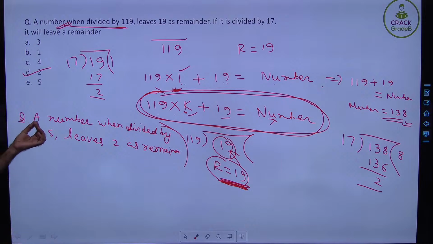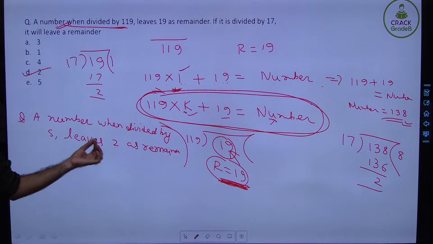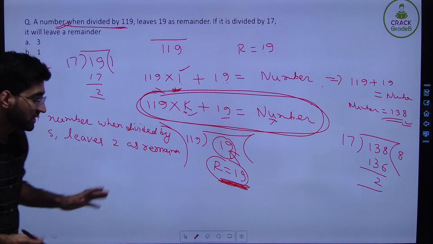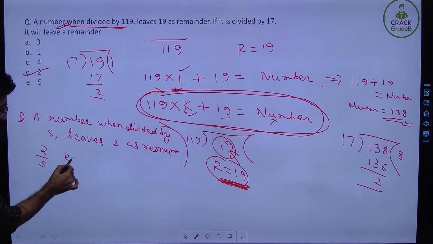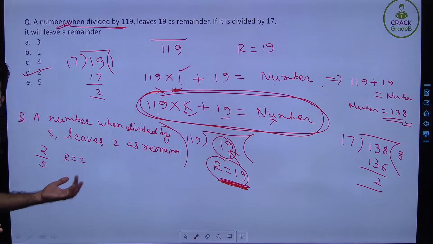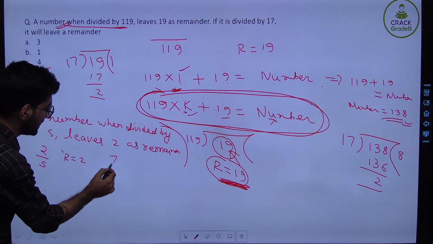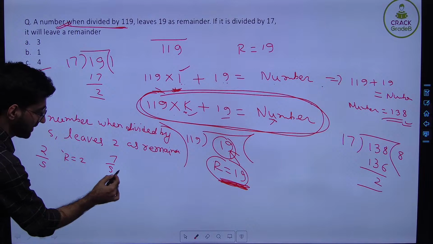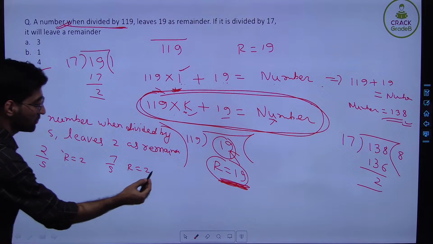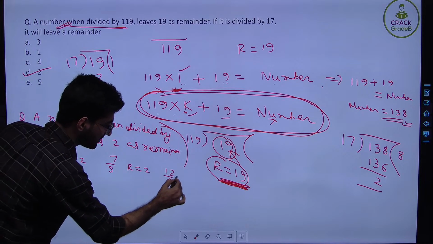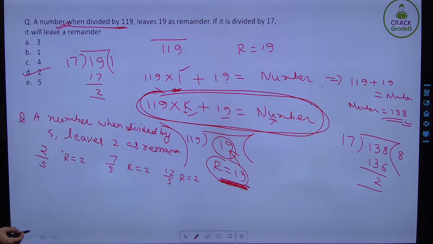See, now the question is, a number when divided by 5 leaves 2 as remainder, right? Now try to think, if you divide 2 by 5, the remainder will be equal to 2. Any doubt? If you divide 2 by 5, you will not be able to divide, so remainder will be 2. If you divide 7 by 5, the remainder will be 2. Are you able to get this point? If you divide 12 by 5, remainder will again be 2. If you divide 17 by 5, again remainder will be equal to 2.